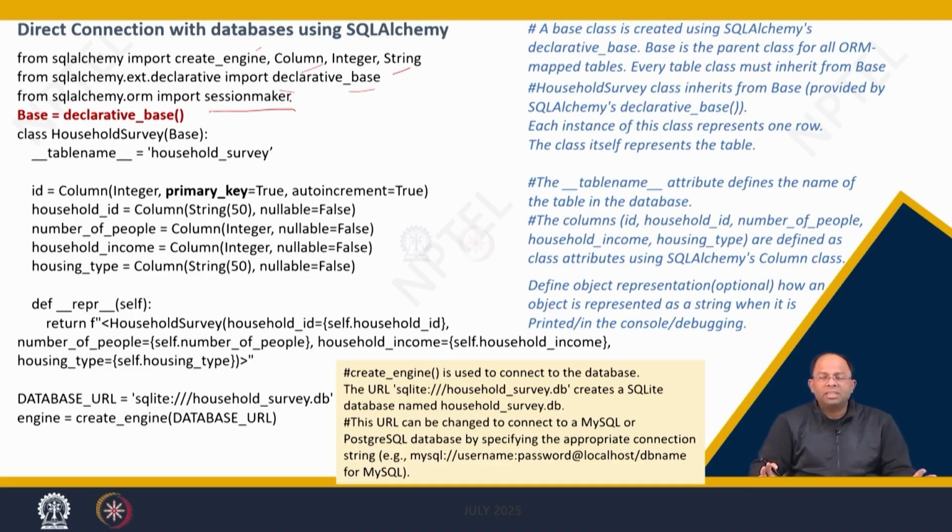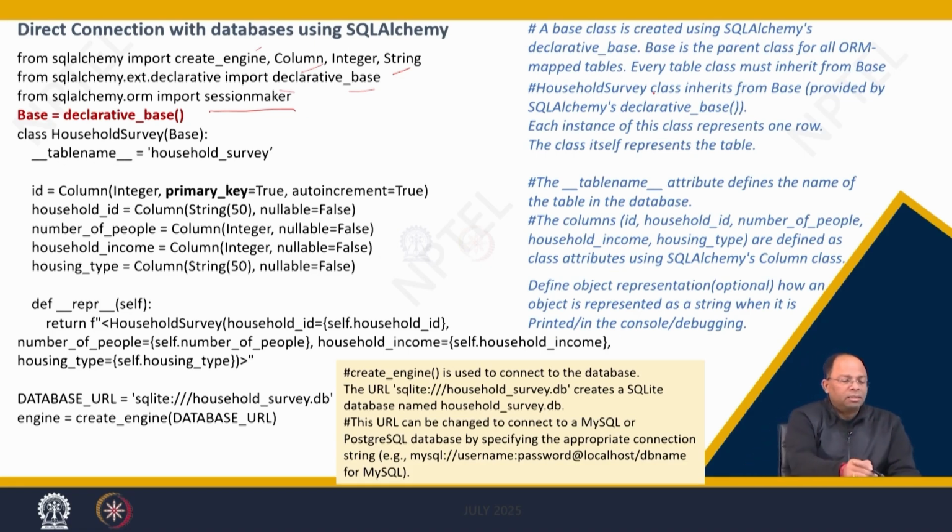And then what happens is, when I am declaring something like household survey, which is my own table that would be mapped to a class, I will actually inherit from that base class, right? So that I will take all the properties of the base class, and then I can add certain new things. So a base class is created using SQLAlchemy's declarative base, and base is the parent class for all ORM mapped tables.